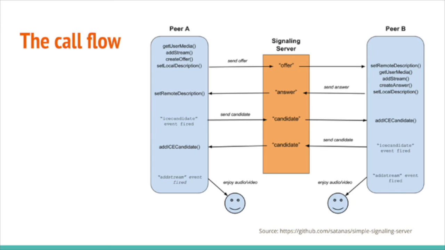You start by using getUserMedia to get your audio and video, and then you get the stream and create an offer. The offer is actually like the intent, you're saying, okay, I want to start a call. And then you send that to the other peer through the signaling server. As you can see, that doesn't depend on WebRTC. It can be anything. Then the other peer receives that information and decides to answer it.